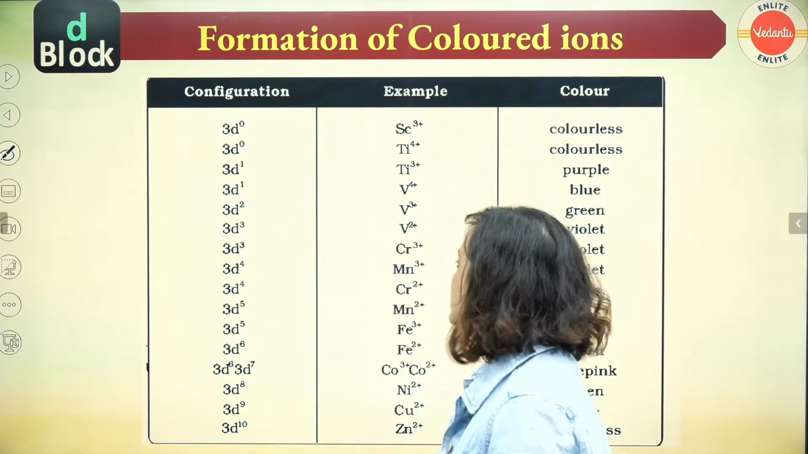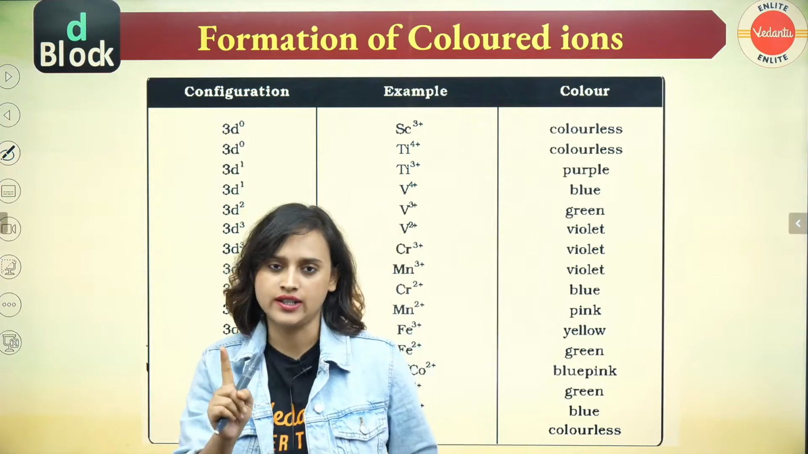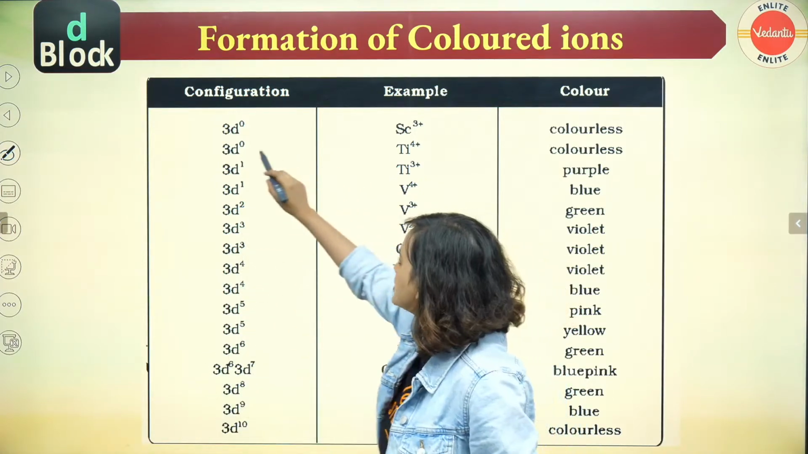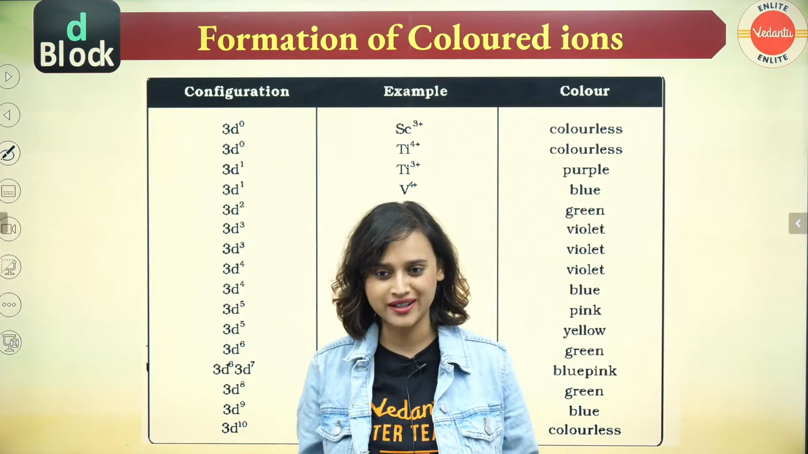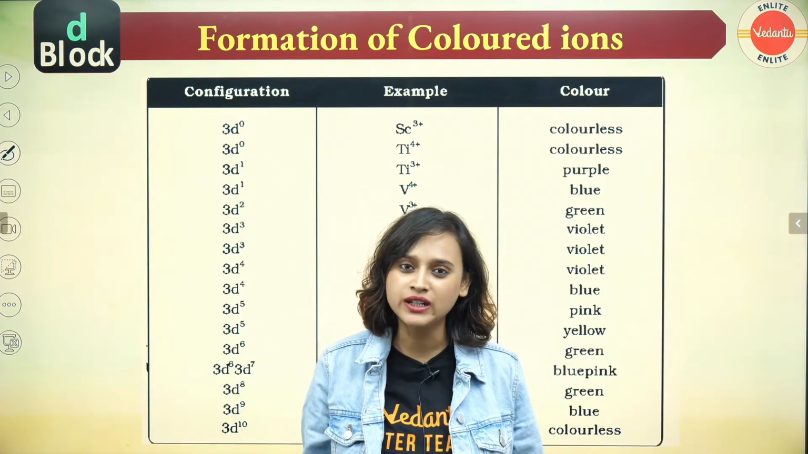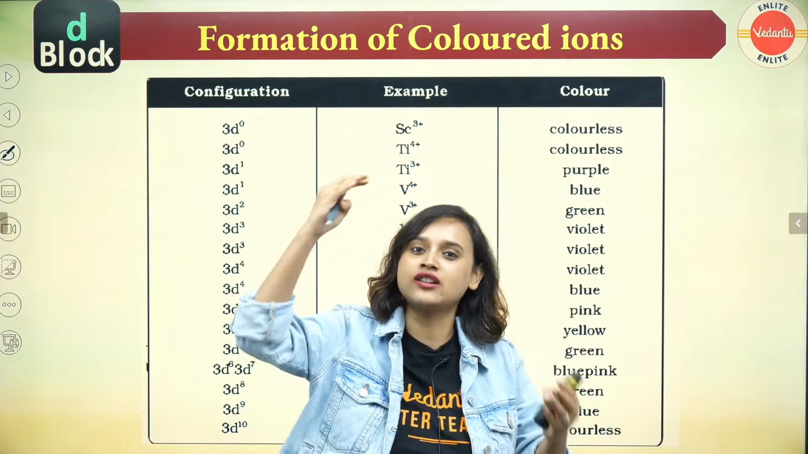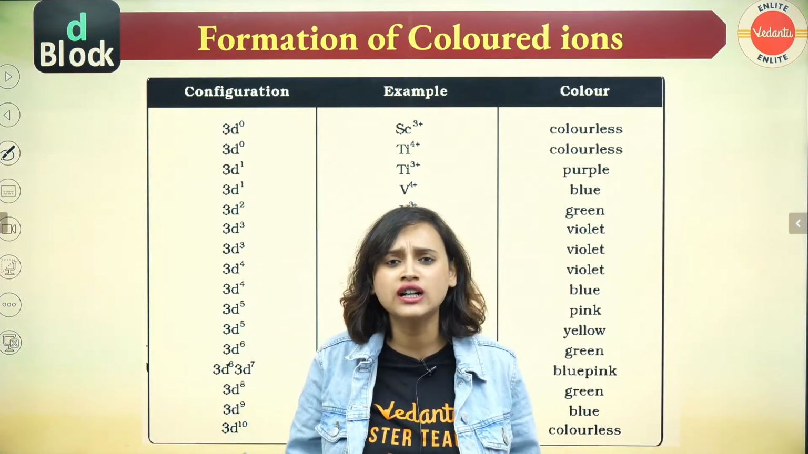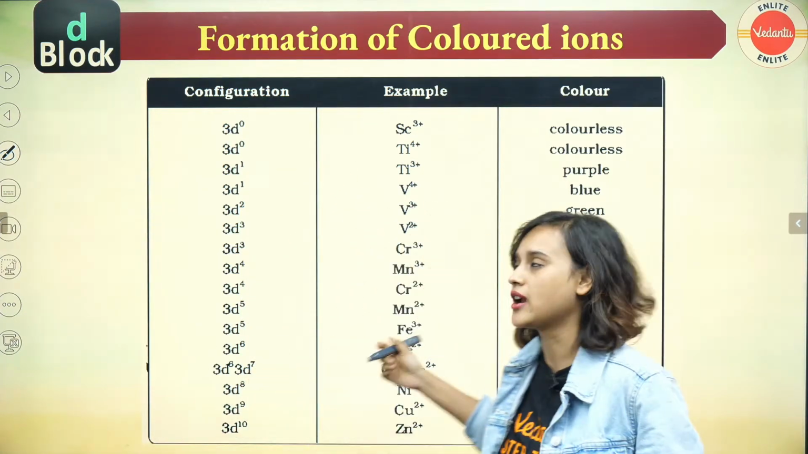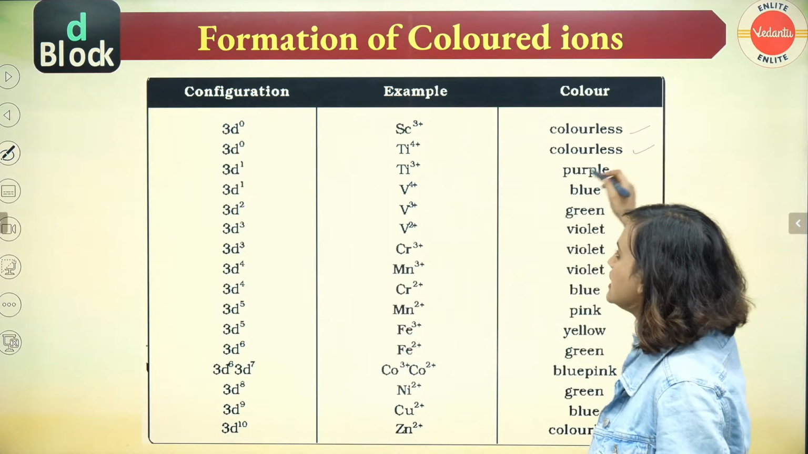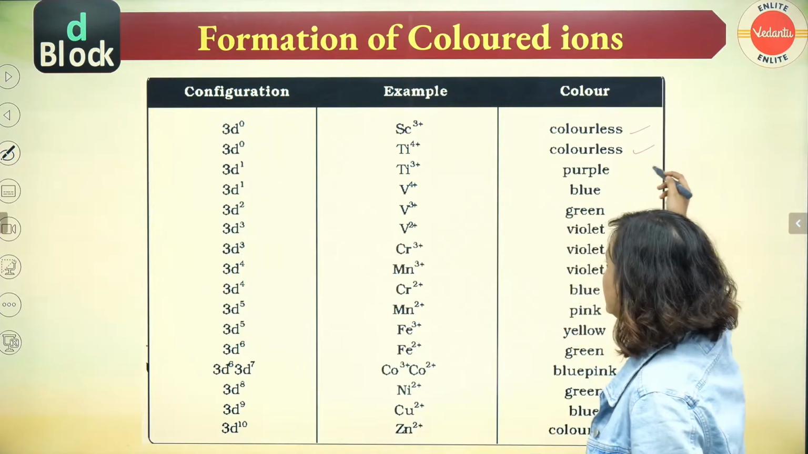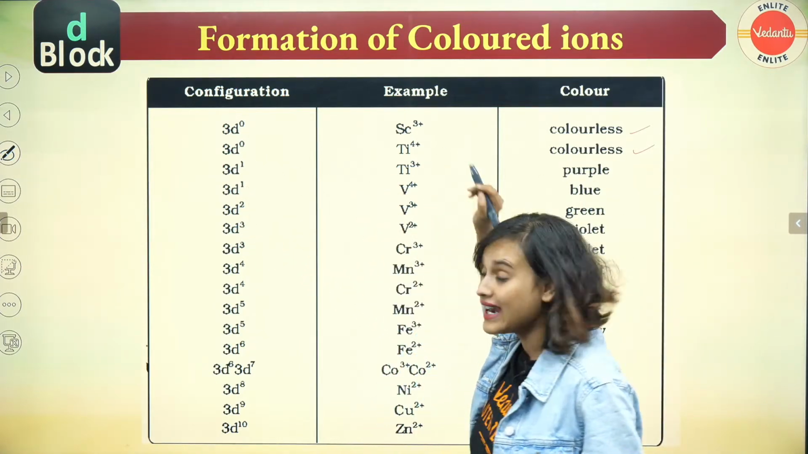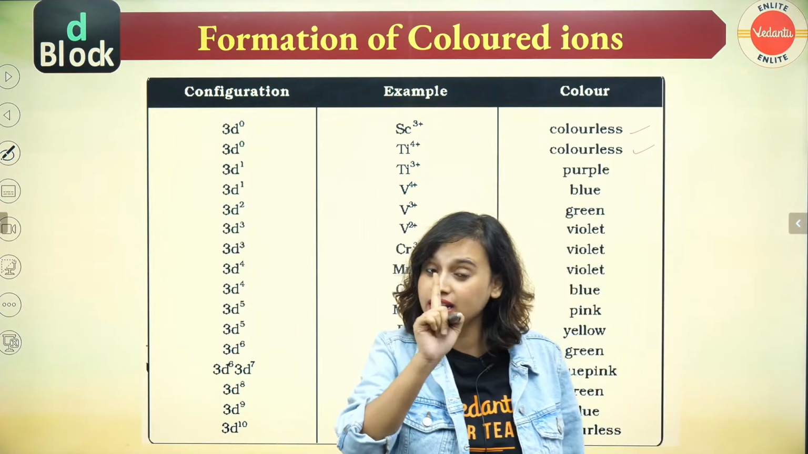Now, first things first. If you see 3d0, zero electrons in the orbital, who is going to jump from the lower state to the upper state, or who is going to show you the colors? Nobody is going to show you the colors. That means obviously it is going to be colorless. Ti4 plus, 3d0, colorless.